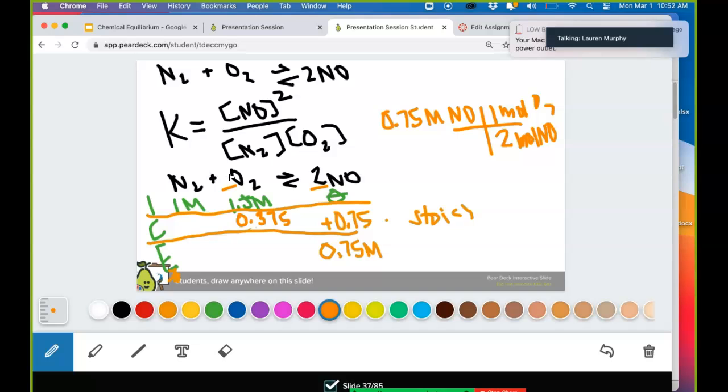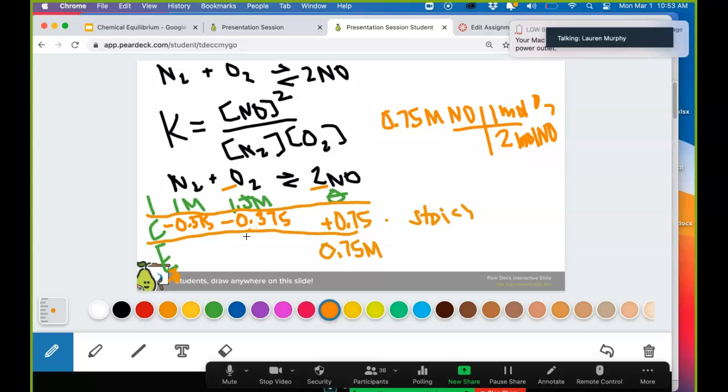Now, the nice part is that the oxygen and the nitrogen react in the same ratio. This is a 1-to-1 ratio. So if this is how much I lose, right, because it's a reactant, that is also how much I'm going to lose of this reactant. Reactants lose in concentration and products gain in concentration.